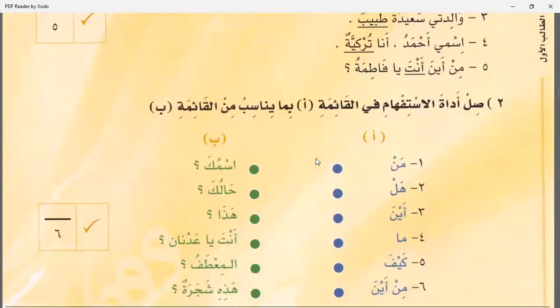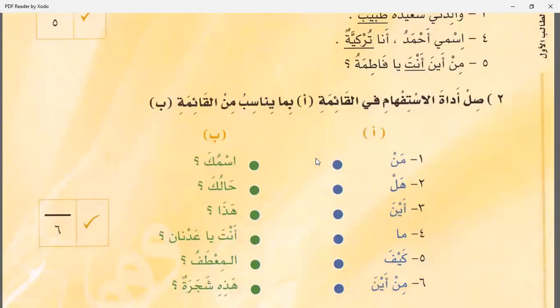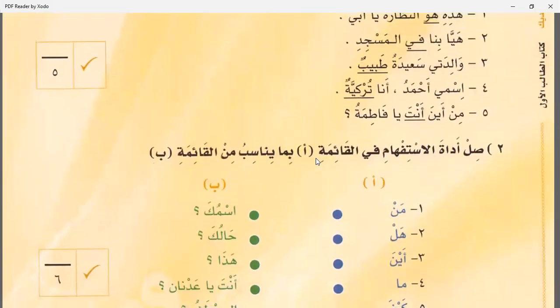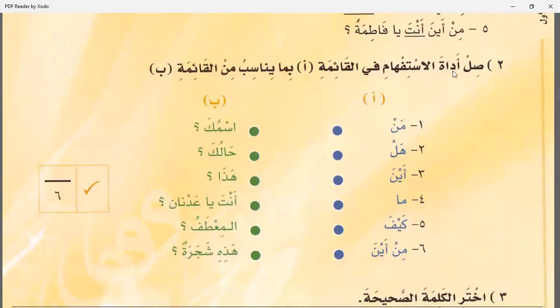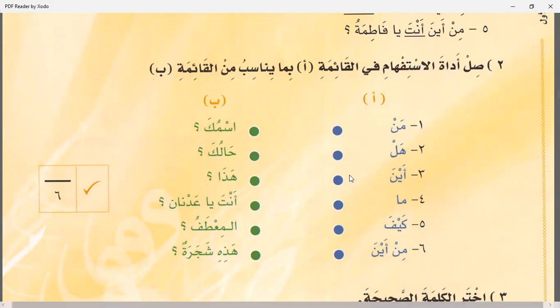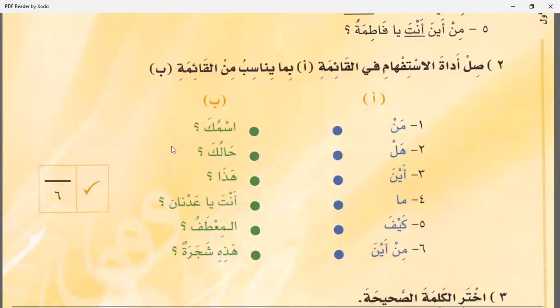Sil idat al istafami fil kaimati hamza bima yunasibu min al kaimati ba. Adat al istafam means article of question. Article of question means those words which are used to ask questions. So he's asking you to join this idat al istafam with what is appropriate in the second list. So man can be joined with haza, man can be joined with anta. So you will join it with the appropriate word.